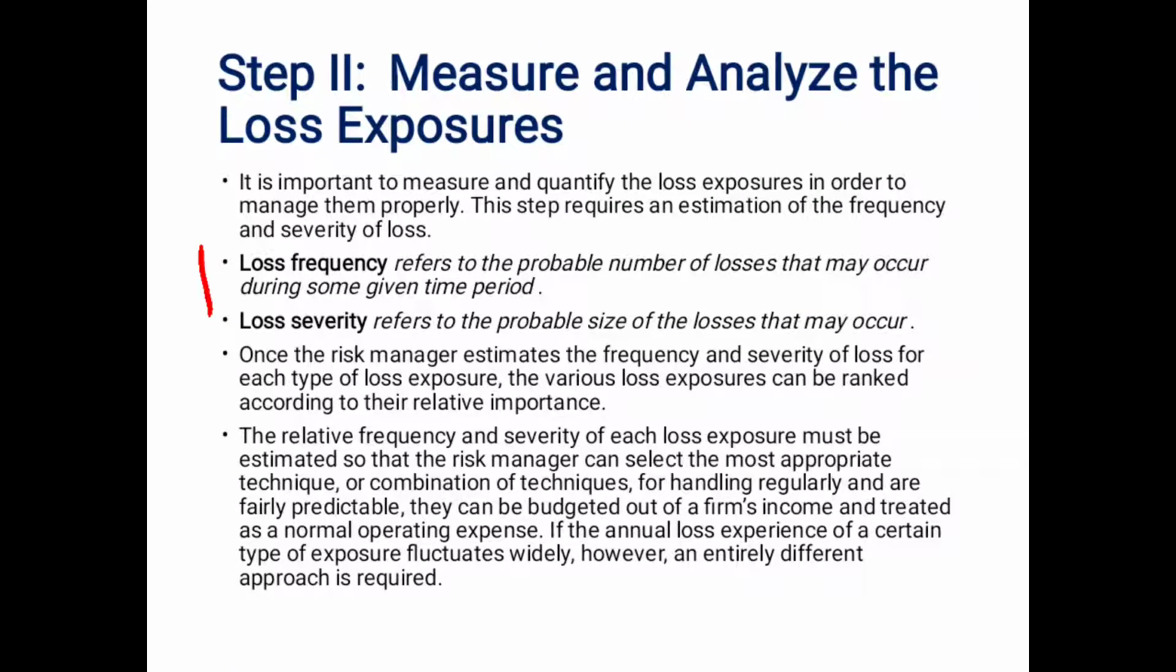Once the risk manager estimates the frequency and severity of loss for each type of loss exposure, the various loss exposures can be ranked according to their relative importance. What it says is, once you have estimated and calculated, you arrange them according to importance. Some losses are very important and need to be treated and considered first, and those that are not that important come later. Take an example: you have newly built a building and you are calculating building damage, that will come later, so you put it last, as it is not of high importance.